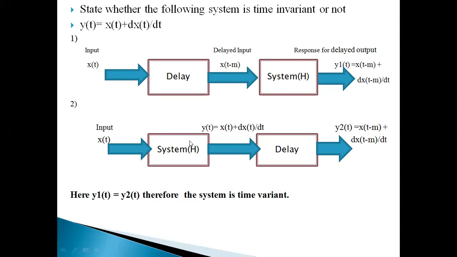Then in the next step, first we have to apply the input to the system, and then we have to apply it to the delay block. So input x(t) is applied to the system, so it will give the output y(t), and it is equal to x(t) plus dx(t)/dt. Now that output is applied to the delay block, so that we will get output y2(t), and it is equal to x(t minus m) plus dx(t minus m)/dt. Now if we observe y1(t) and y2(t), then y1(t) is equal to y2(t). Therefore the system is time invariant system.